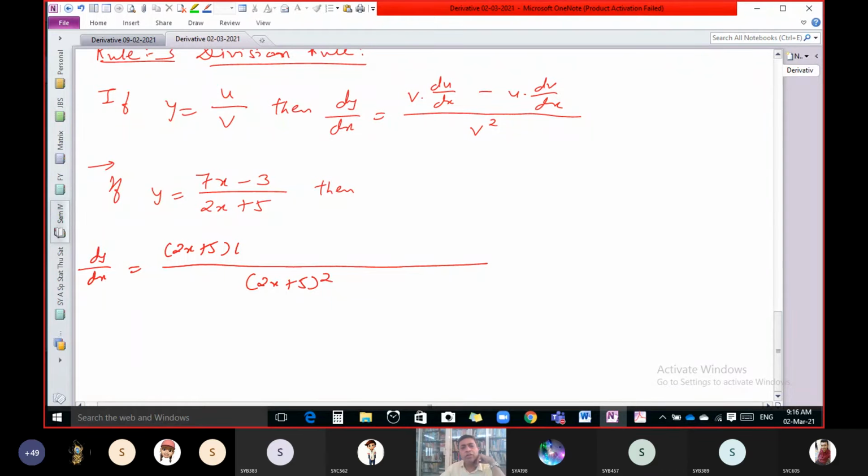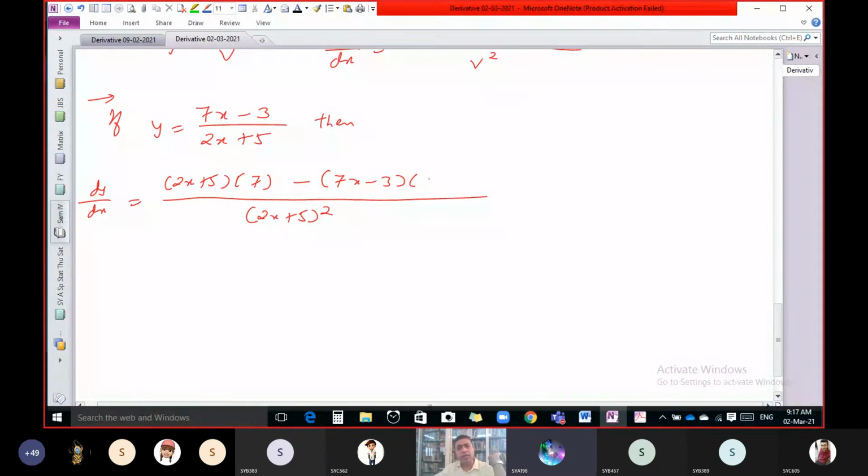Tell me the derivative of 7x minus 3. 7, correct. Then which sign do we have to write? Plus or minus? Minus. Now 7x minus 3, keep as it is. And tell me the derivative of 2x plus 5. 2. Correct. And now simplify, you will get the answer.